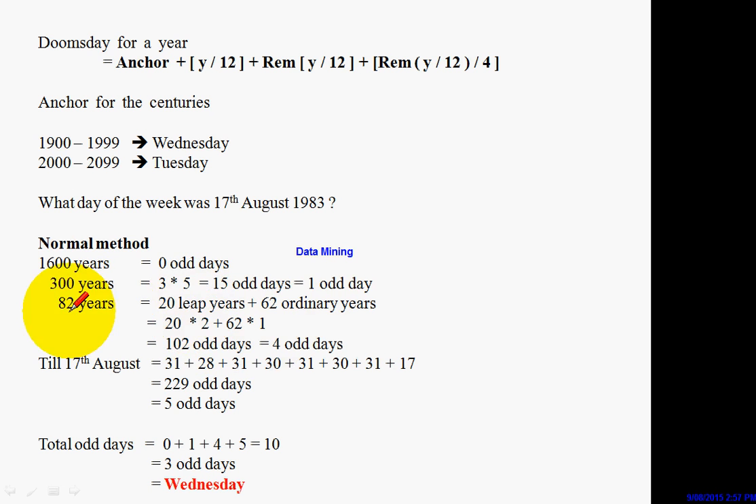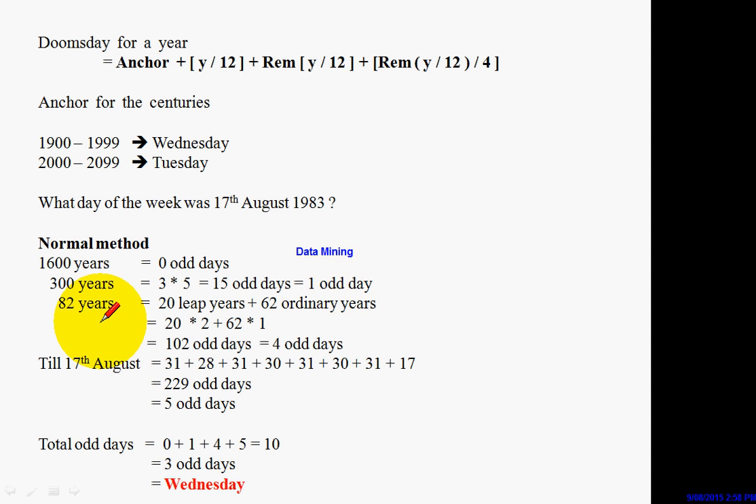Since in 82 years we have 20 leap years and 62 ordinary years, 20 into 2 plus 62 into 1, altogether we have 102 odd days. Divide 102 by 7 and you'll get the remainder as 4. So 82 years have 4 odd days. Is it clear now? 1600 is both a century and a leap year, so it has 0 odd days. 300 years have 1 odd day, which we have seen already.